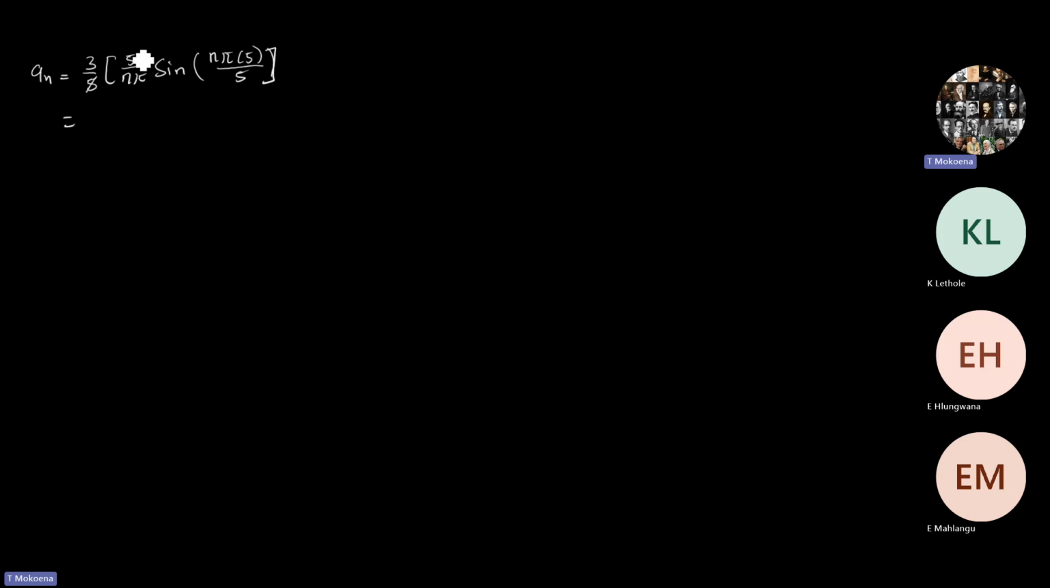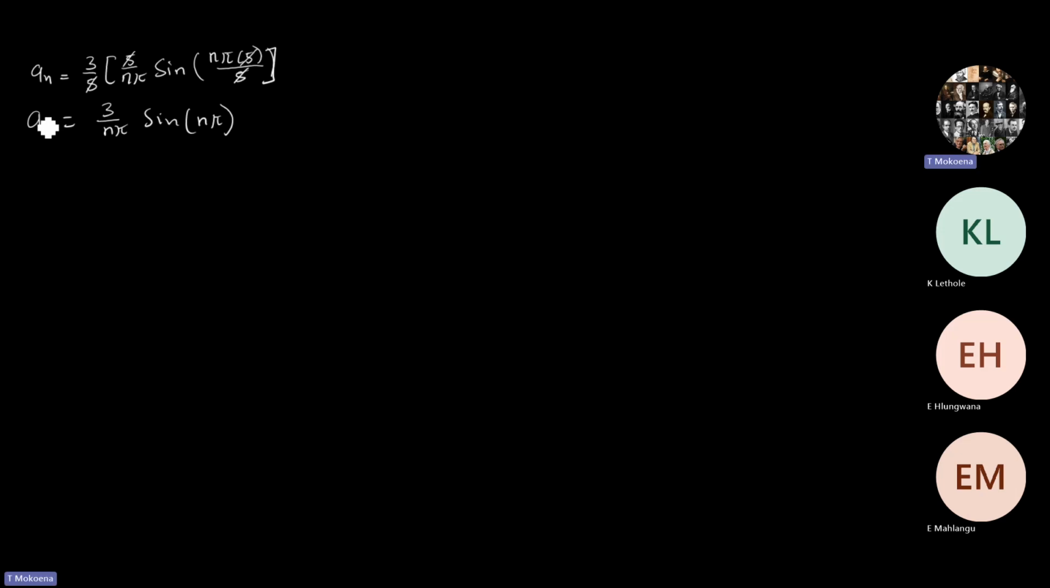We can see that 5 will cancel 5, and this 5 will most definitely cancel this 5, right? Let's multiply everything. We have 3 over n pi sine of n pi. We close our bracket, which is a sub n.